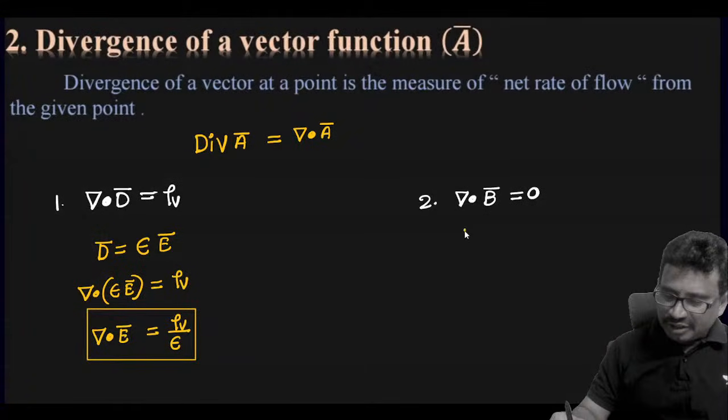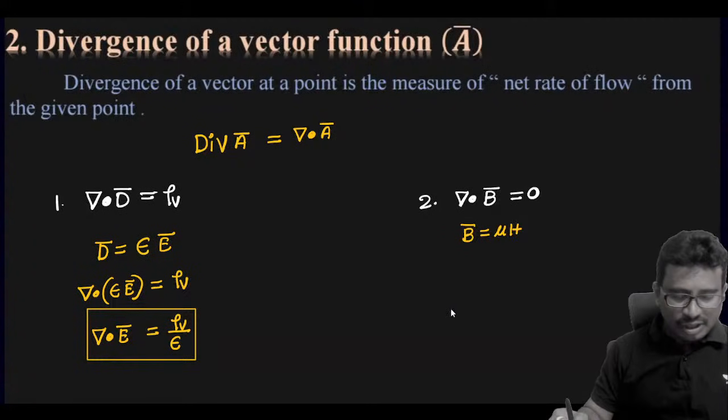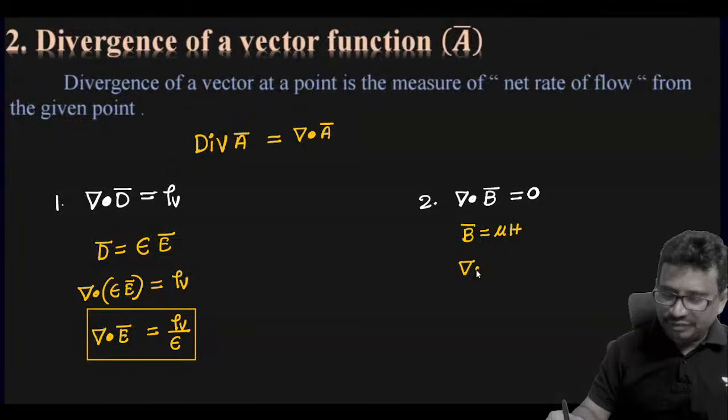Now the other thing: B is equal to what? B is equal to mu H. And we can write del dot of B, which is mu times del dot of H, equal to 0. Mu to the other side, then it becomes del dot of H, which is equal to 0.